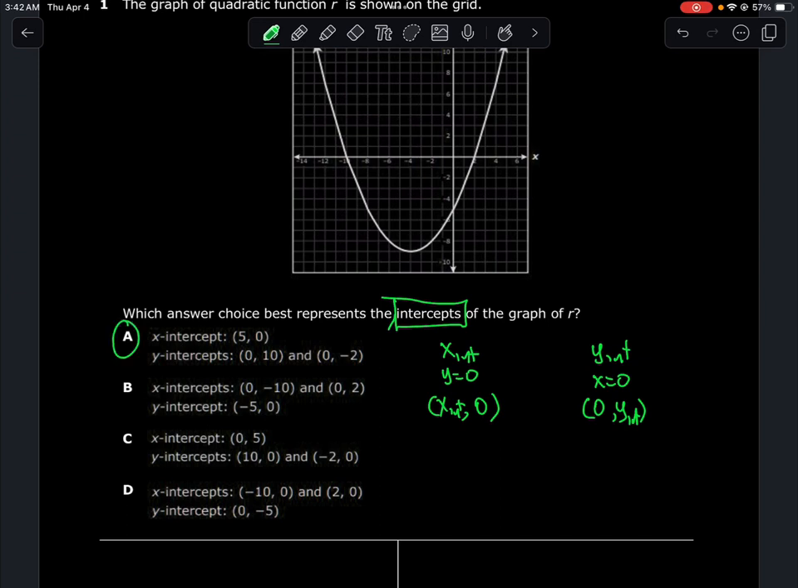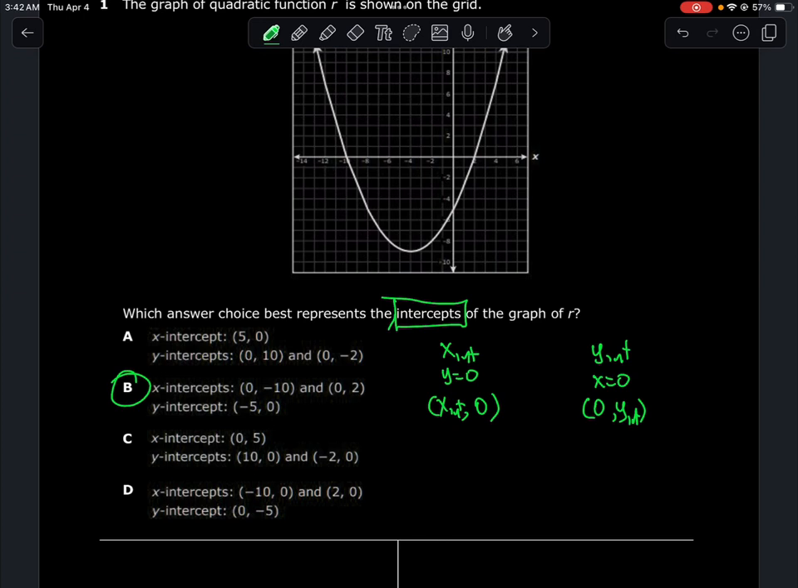Let's look at answer A. The x-intercept is 5, 0. Now this one could be, because it follows this. The y-intercept is 0, 10, 0, -2. Okay, that could be the answer.